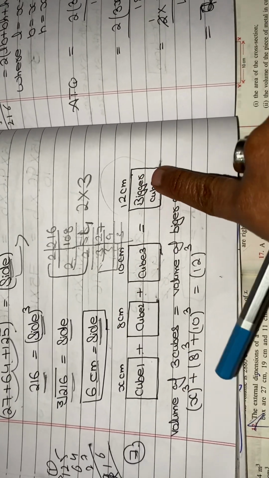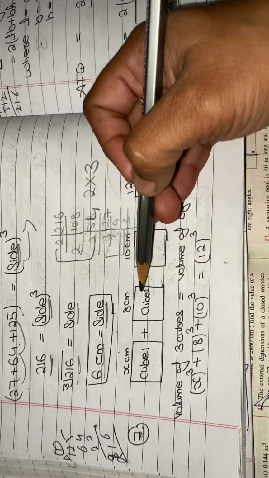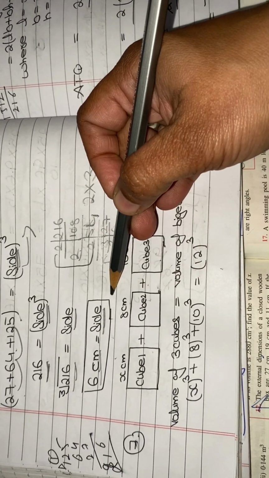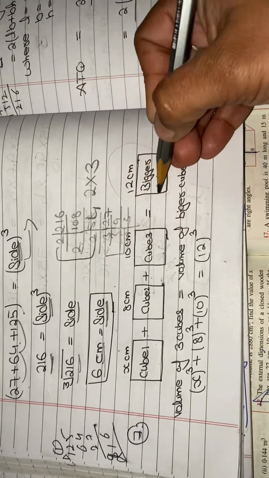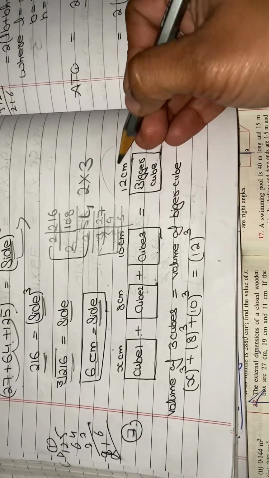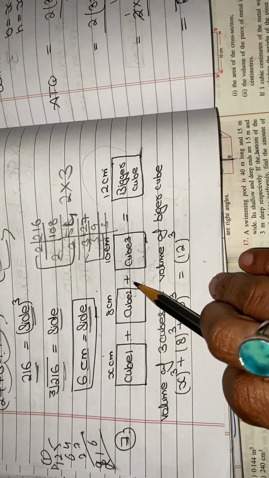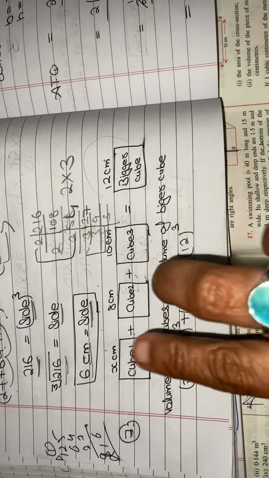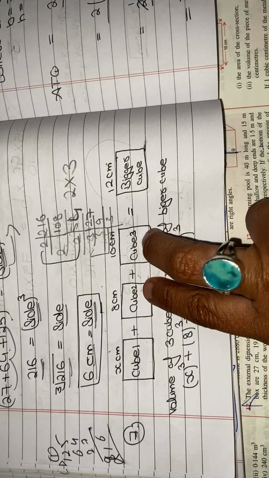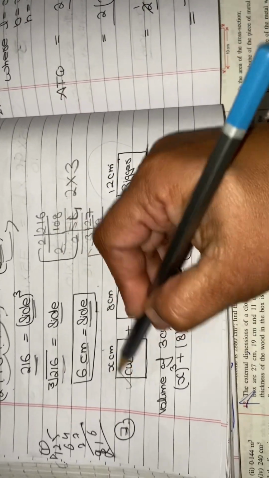The side of cube 1 is x centimeter, side of cube 2 is 8 centimeter, side of cube 3 is 10 centimeter and the side of the bigger cube is 12 centimeter. In the previous question all three sides were given and we had to find the bigger one, but in this question two sides of the cubes are given and the bigger side is also given. We have to find one missing term.